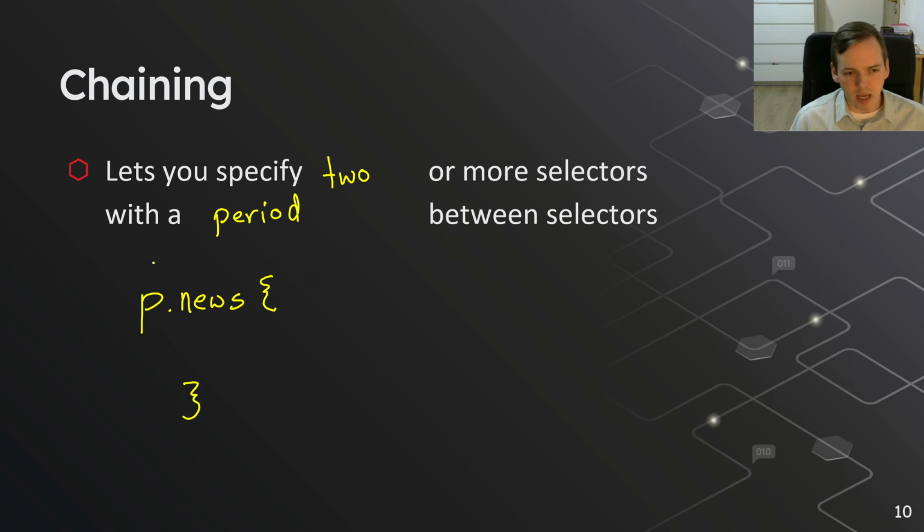So this would say only things that are both paragraph and have the class news would be selected to have whatever CSS code you put in here. If it was just a paragraph, this wouldn't apply. If it's just news, it wouldn't apply. If it's paragraph and news, it would apply.